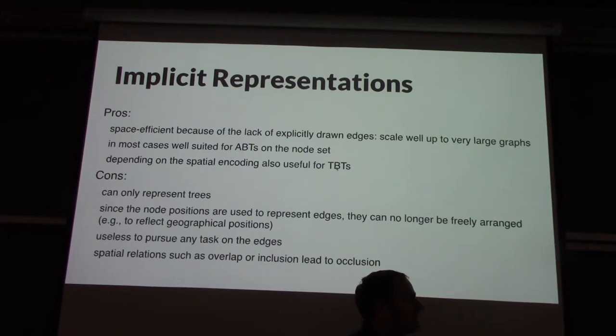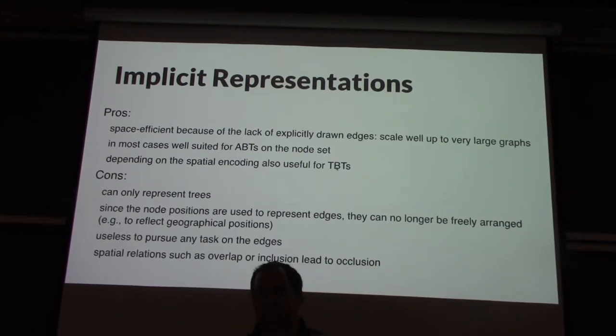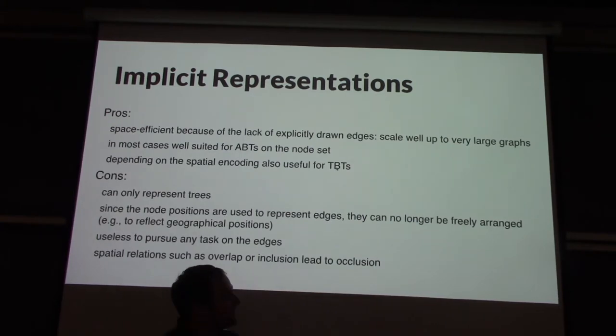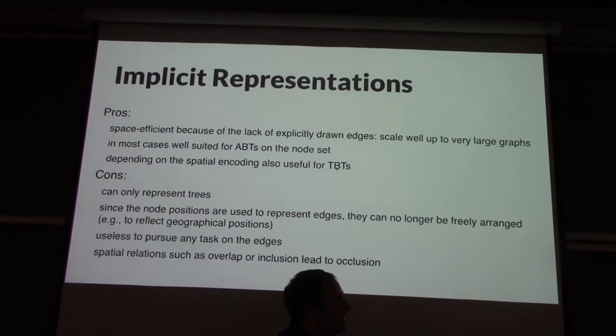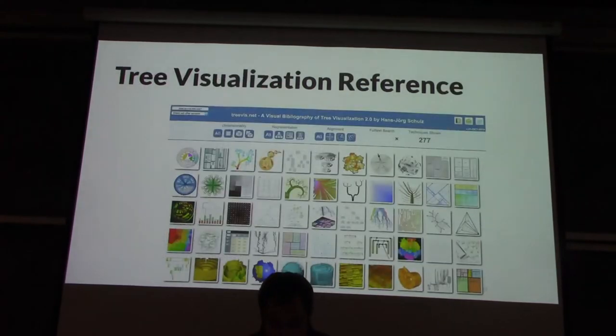And they're also useless to pursue any tasks on the edges. So if I have edge attributes, that's simply the wrong visual encoding. And then spatial relationships such as overlap or inclusion lead to occlusion. But I guess we didn't talk about any of the techniques where that actually applies.